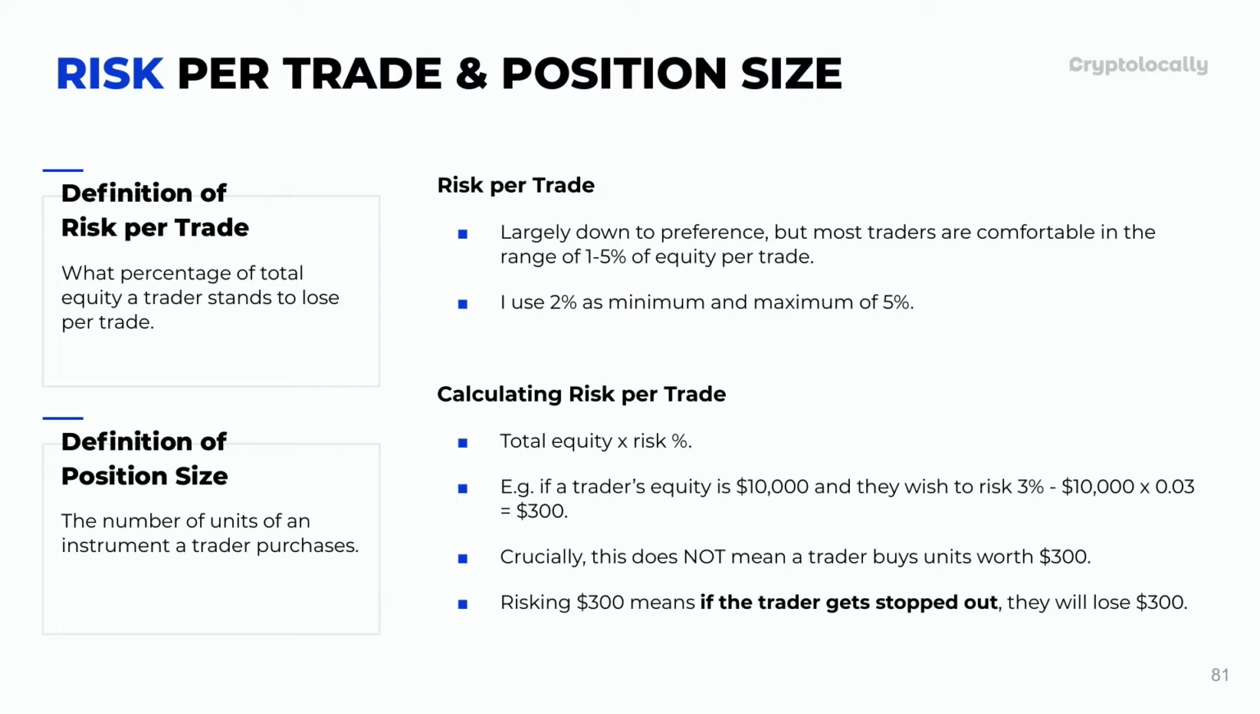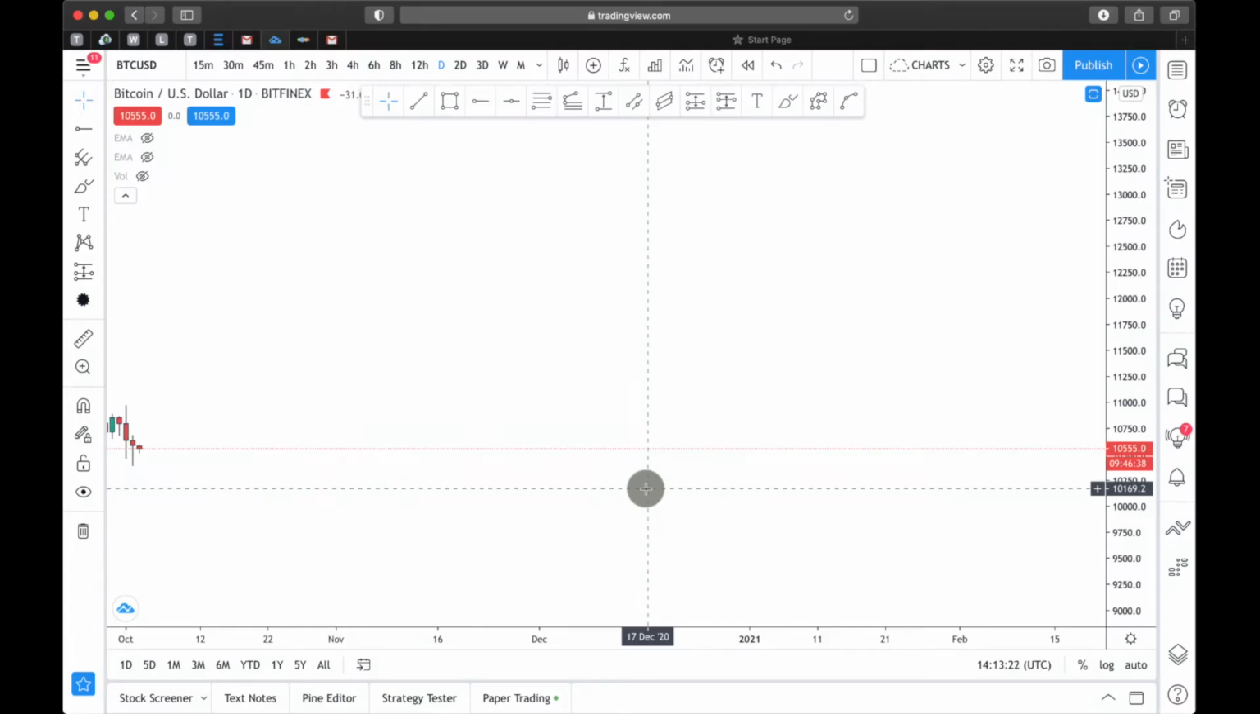So what do we mean by risk per trade? Risk per trade is the percentage of total equity that a trader stands to lose per trade. So risk per trade is the percentage you are willing to lose on a trade, and this should be a fixed percentage. Do you understand? So let's say you have $100 and your risk per trade is 2%. So with that $100, you don't want to be losing more than $2 per trade. That will be your maximum risk per trade. So once you are wrong and you are losing up to $2, then you should close that trade.